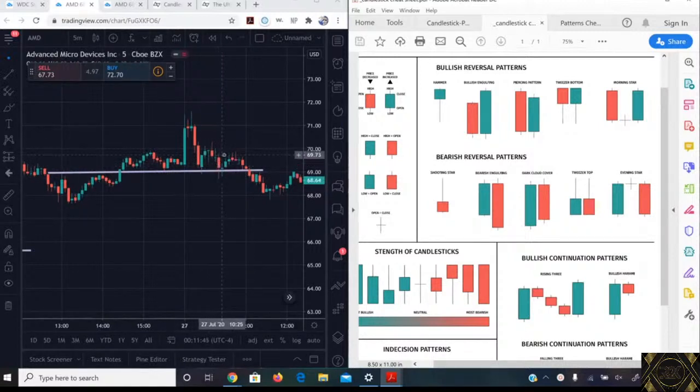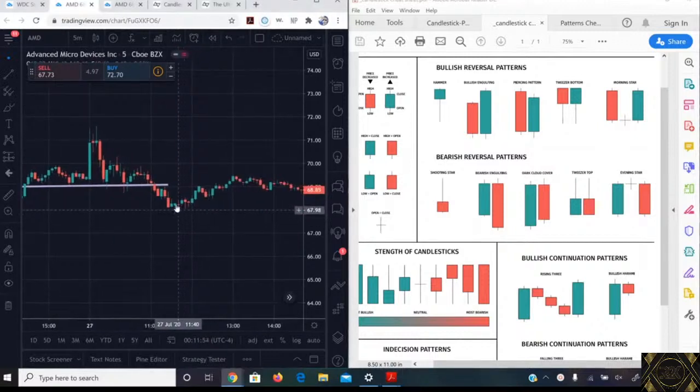We bounced and we got weaker and weaker. So it was a bounce, a bounce, a bounce, and we got weaker, which was seen with the amplitude of each bounce, and then we eventually broke through to the downside.